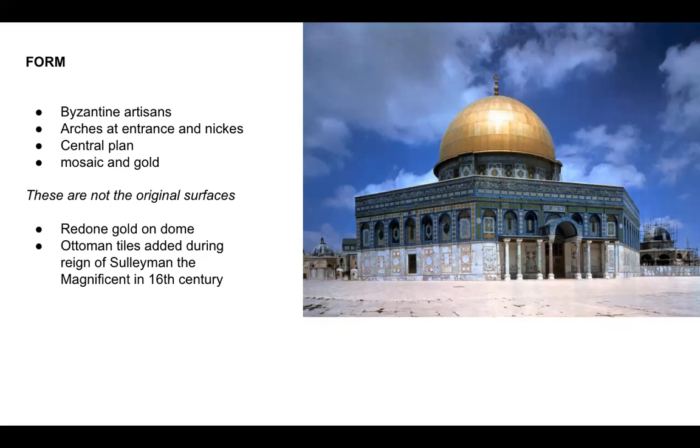We think, or we know, I should say, that the original artisans were the same people who created a lot of Byzantine architecture and decoration. So it would have been the same sort of artisan. There are arches. Can you see how the entrance is an arch, and these niches are in arches as well? It's covered in mosaic, and of course we have the gold dome. This is all redone, but in its own day, it would have had very similar features when it was originally created.